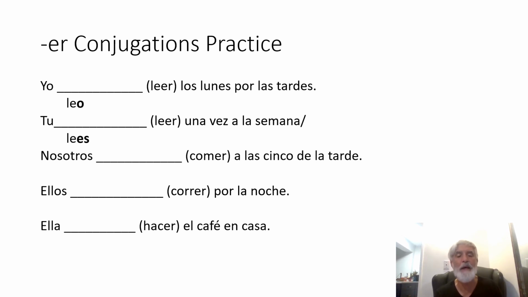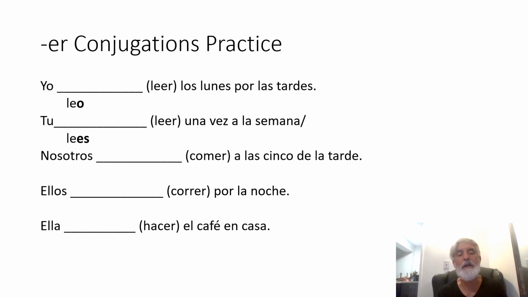We have another ER verb, comer, to eat. So we want to say we eat a las 5 de la tarde. So you're telling me here, I eat at 5 in the afternoon. Okay, so how would I say that? How would I say at 5 in the afternoon? I have to have that a there. Here a means at. How would I say 5 o'clock? Las 5 is the only way I can say it. I have to have the definite article. Time is feminine, so it has to be las, and it's plural. Las 5 horas. So I will have to conjugate that comer.